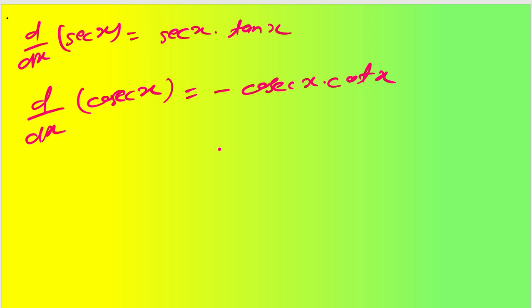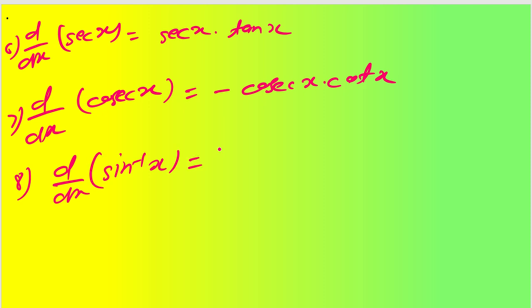Let us see some inverse functions. So let me just number this as 6, then 7. 8th will be d by dx of sine inverse x or sine to the power minus 1 x. So that is going to be 1 by square root of 1 minus x square.